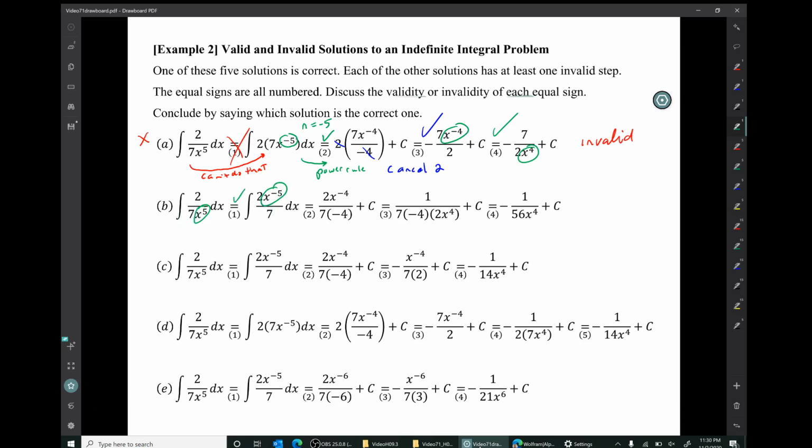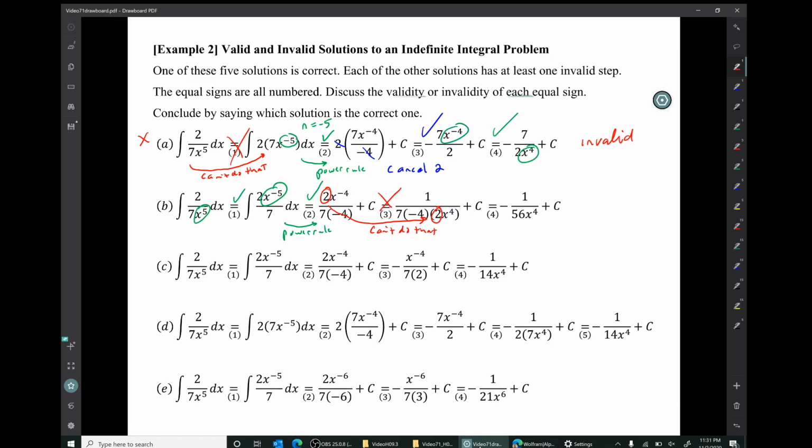The next step, what happened? The power rule was used, and that's okay. Now let's see what happens next. In the next step, the x to the minus 4 got taken down to the denominator where it becomes x to the fourth. That's okay, but look, that 2 got taken down to the denominator as well. That's not okay. Can't do that. So this equal sign is invalid.